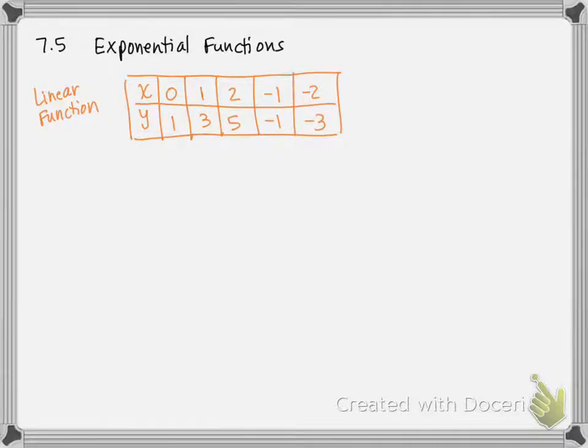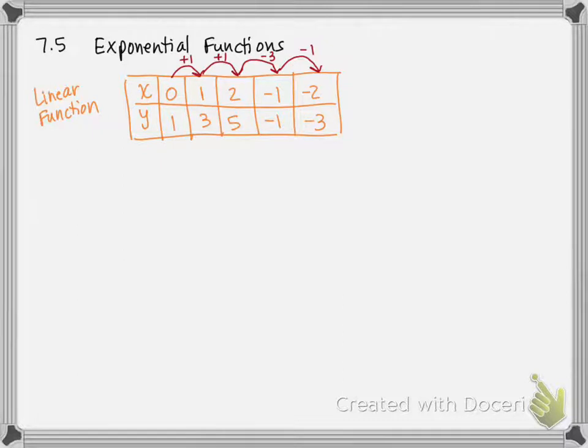So basically what we're going to be looking for is how things change from one ordered pair to the next. Okay, so I'm going to look at the top here. To get from 0 to 1, I would add 1. To get from 1 to 2, I would add 1. To get from 2 to -1, I would subtract 3. To get from -1 to -2, I would subtract 1. Now, that doesn't look real constant, does it?